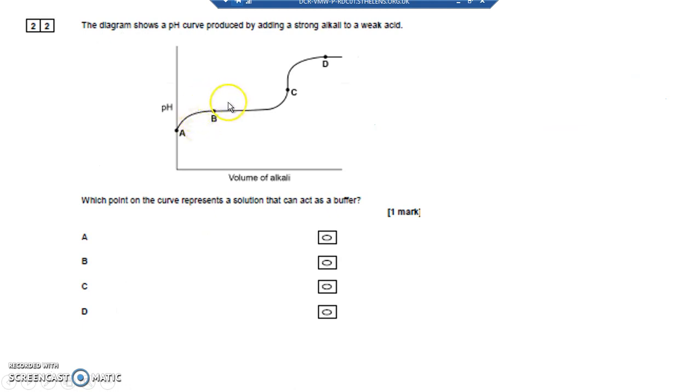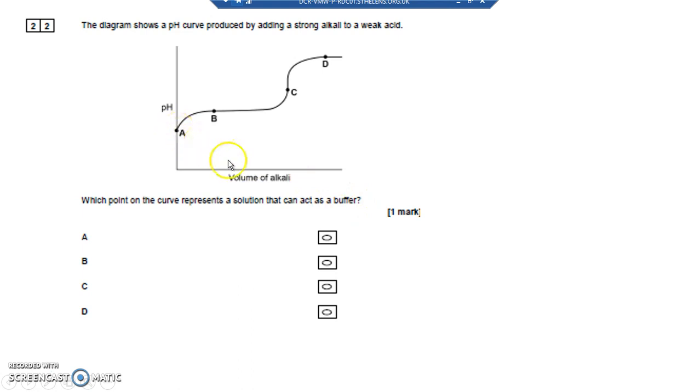Question 21. A tricky question this. The diagram shows a pH curve produced by adding a strong alkali to a weak acid, which represents the buffer. Remember what a buffer is. So we think this through. Maybe it's not so difficult. When we think this through, a buffer is a solution that prevents the pH from rising.